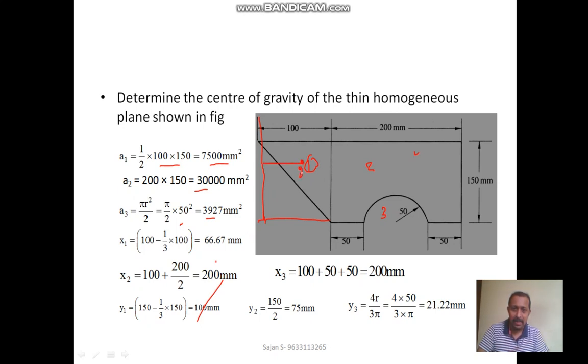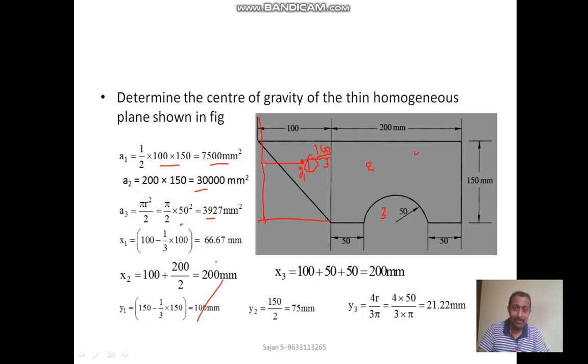Here is g1, the centroid of part 1. That is, we studied the equation for a triangle is h by 3 from the flat side. That is, there is an inclined side, and a horizontal and a vertical side. From the vertical side, h by 3 along the horizontal, and from the horizontal side, h by 3 along the vertical. Okay, so here it is the horizontal distance from the vertical side, that is, the perpendicular distance, which is 100, and 100 by 3 is the equation we have studied, right?